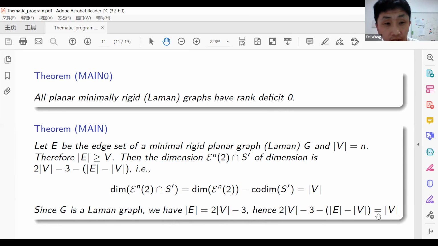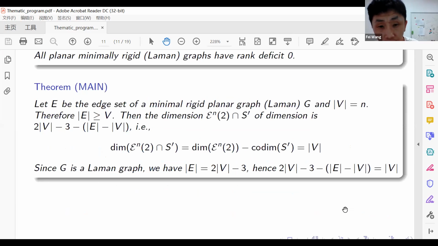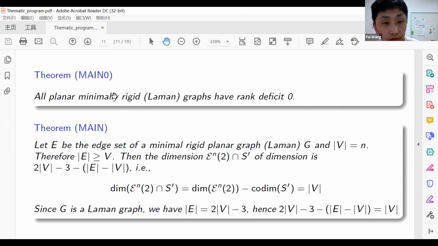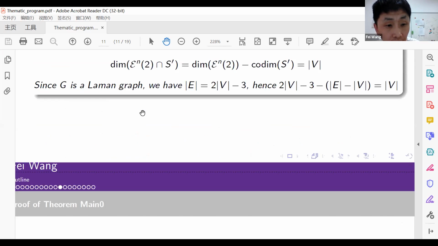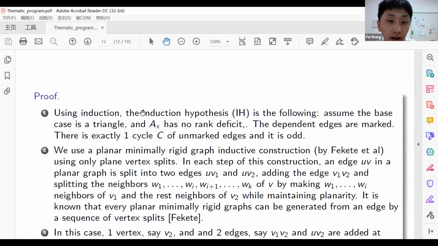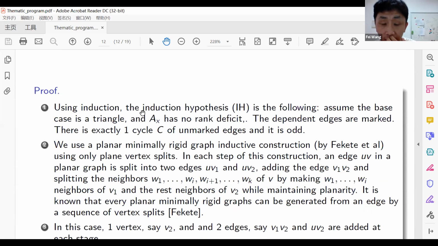So let's look at the proof of this theorem. Let's first try to prove min 0. The proof uses an induction idea. The induction hypothesis is the following. We assume the base case is a triangle, and Ax has no rank deficit. So we start from a triangle, then the rank deficit is 0, because there are no 4 cycles, right?